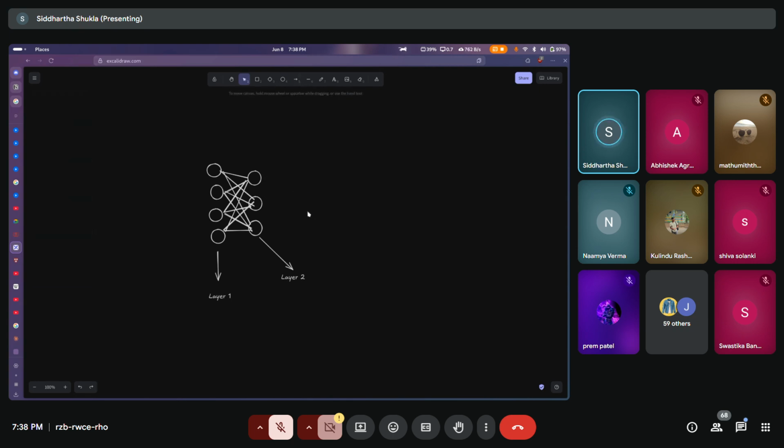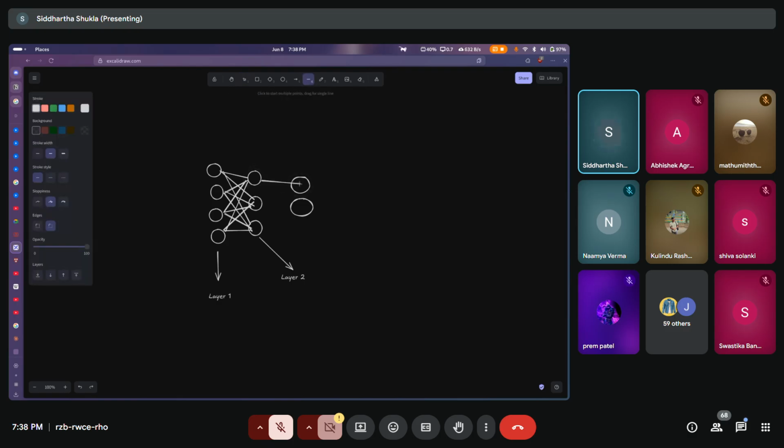So for instance, if we have to classify whether something is true or false, these two neurons, the ones I just made, represent true and false. Since it's a fully connected neural network, we're going to make connections from each of these to the final output layer.